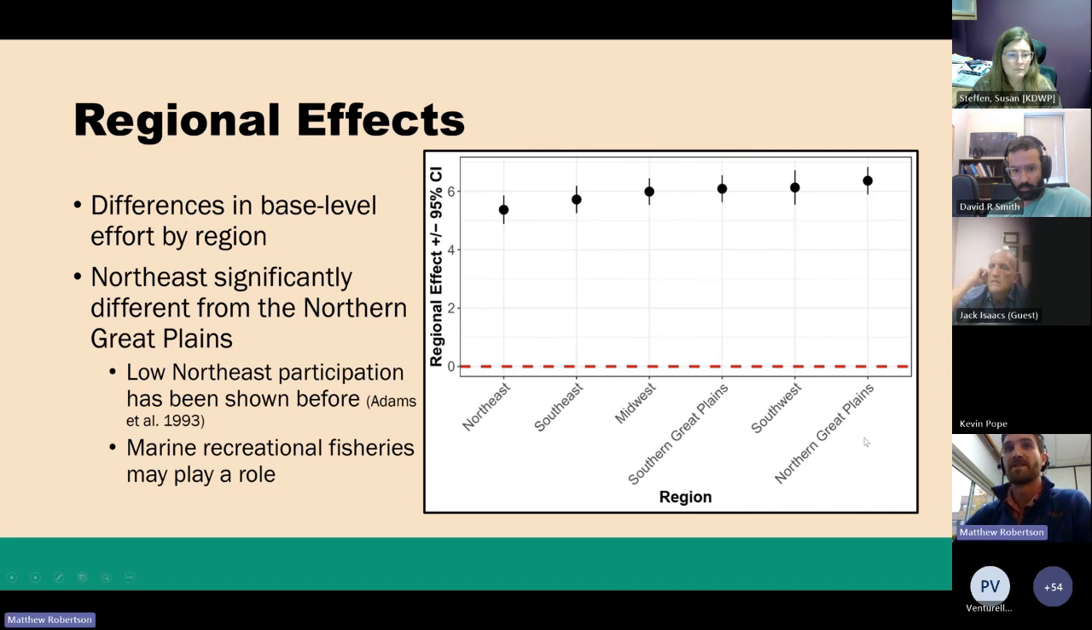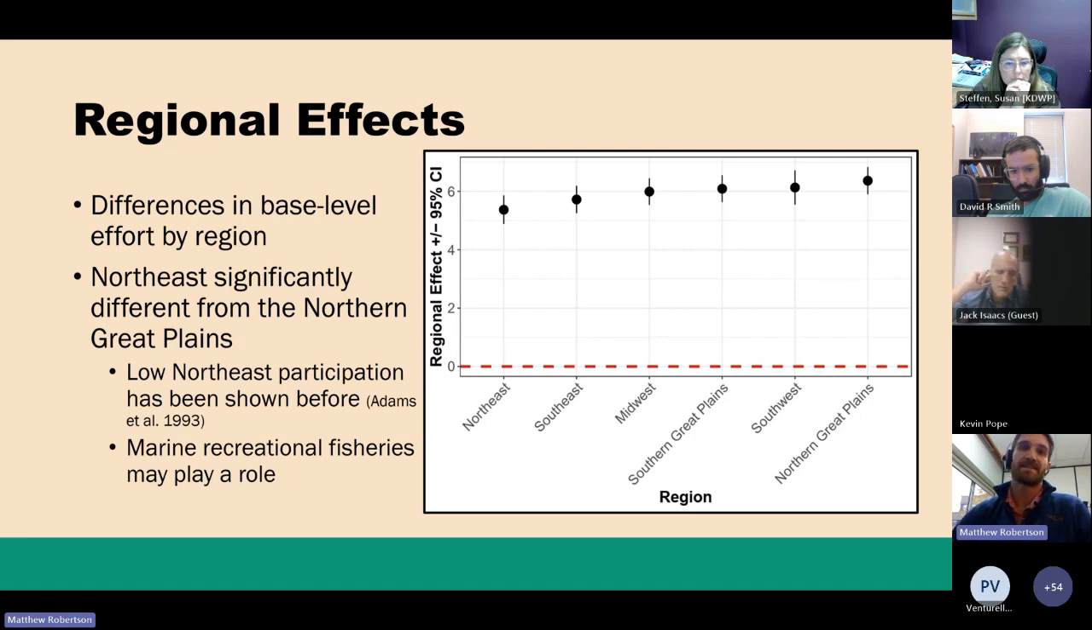So in terms of regional effects, as I mentioned, we observed that there were differences in the base level of effort by region. However, these differences that we observed weren't often significantly different from one another, where the Northeast was the only region that was significantly different from another region, and it was only significantly different from the Northern Great Plains. So here in this figure, what we're seeing are the estimates shown as the different points, and the lines represent the 95% confidence intervals around each one of those different effects.